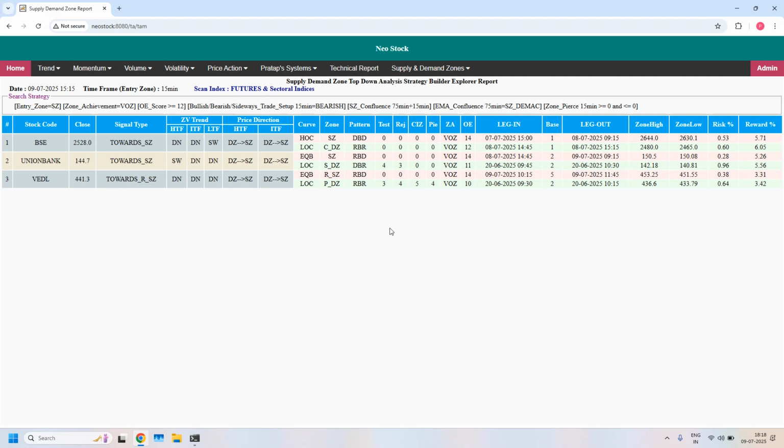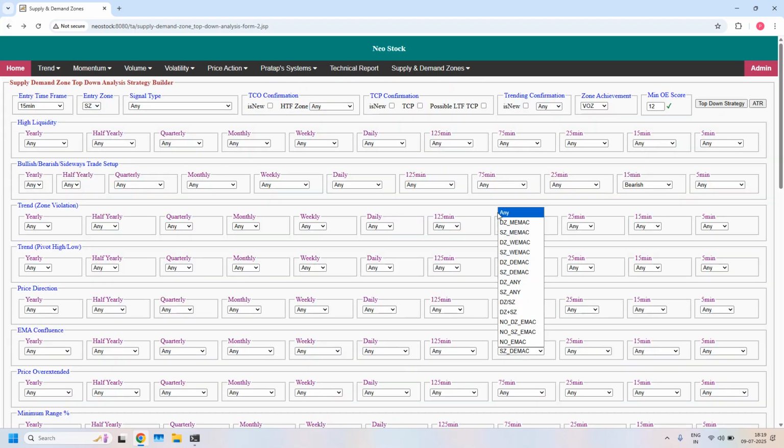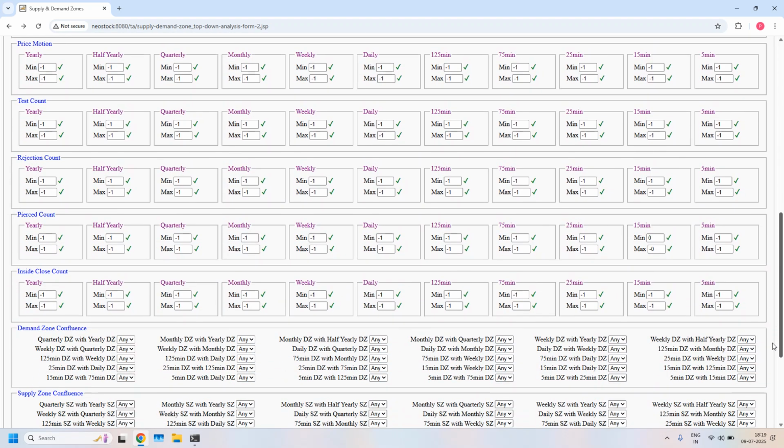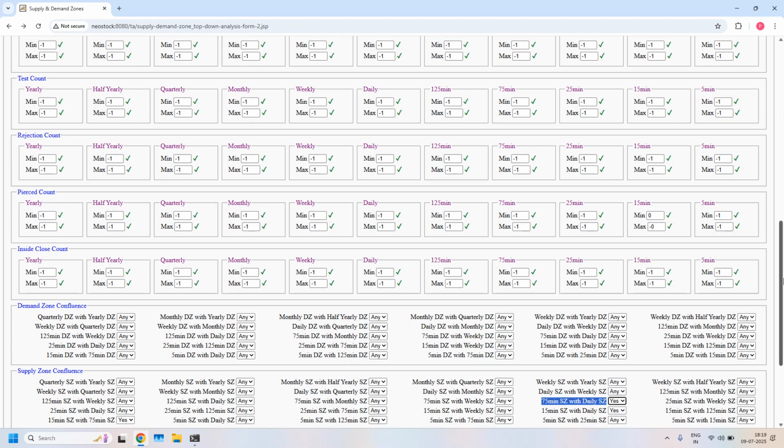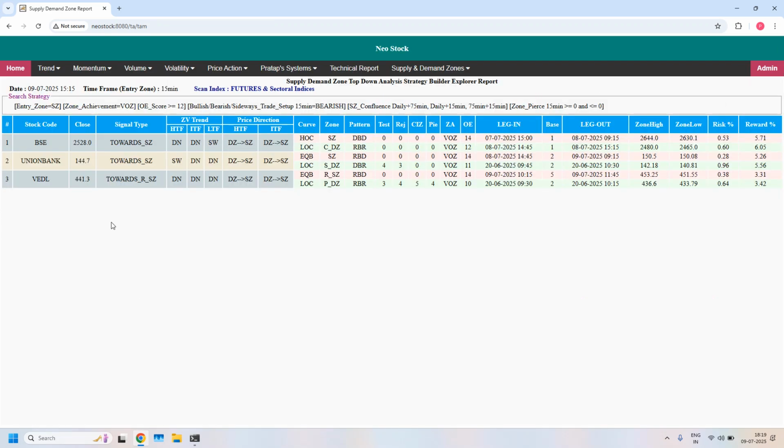Okay, next let us look into 15 minutes, 75 minutes and even daily supply zone confluence supported stocks. Removing the EMA filter, in supply zone confluence, 3 filters we have to set. First filter is already enabled. Next, 15 minutes and daily, 75 minutes and daily supply zone confluence. With all the 3 filters, we got 3 stocks. In these 3 stocks, these 15 minute supply zones are overlapped with the 75 minute supply zone, both together again overlapped with the daily supply zone.